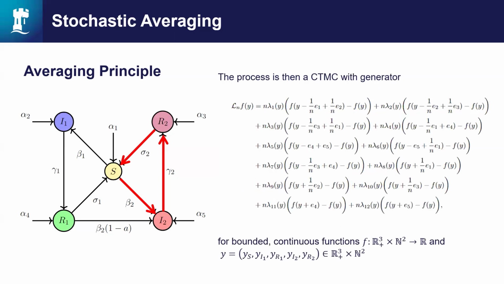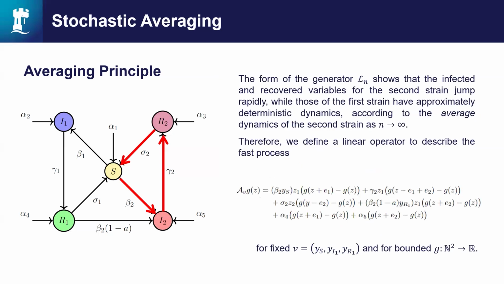And we get this generator. Okay, again, minutiae, not important, but all we need to know is that this big equation captures all of the information about how this system evolves. Okay? So the way that that generator is structured gives us that, from a stochastic perspective, the infected and recovered variables of the second strain are going to jump rapidly. Because they're happening on a much faster timescale, we're going to see big, big jumps.